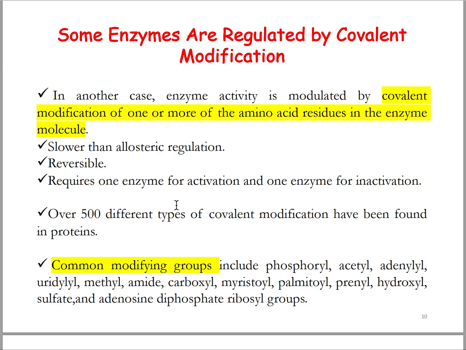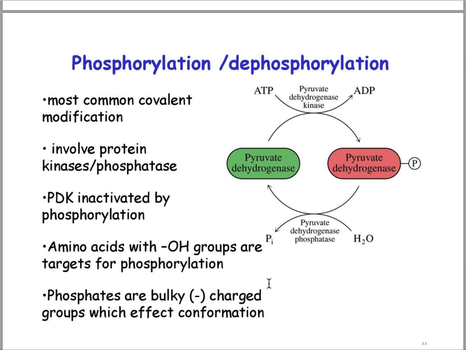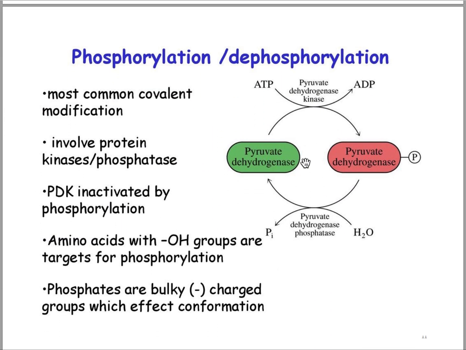Over 500 different types of covalent modification have been found in proteins, and commonly modifying groups are phosphoryl groups, acetyl, adenine, etc. Phosphorylation is the most common covalent modification, and it involves protein kinase or phosphatase.